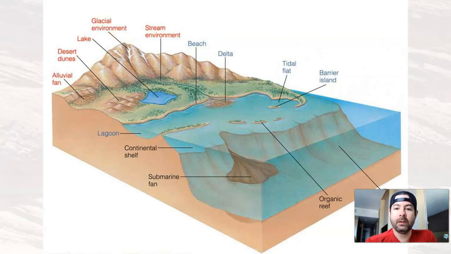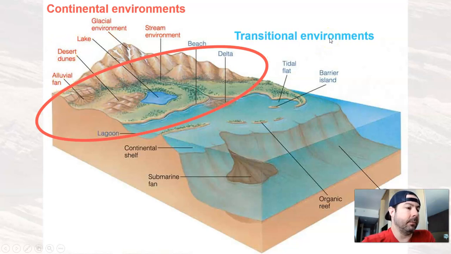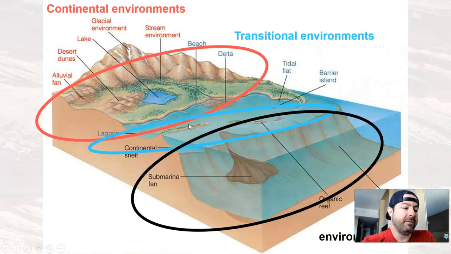When we're talking about deposition on continental areas, that can include sub-areas like stream environments or glacial environments, lake deposits, sand dunes, alluvial fans, which we'll get to. Transitional environments between land and the ocean include tidal areas and deltas and barrier islands and lagoons. And then marine environments, the shallows of the ocean and the deep waters of the ocean.